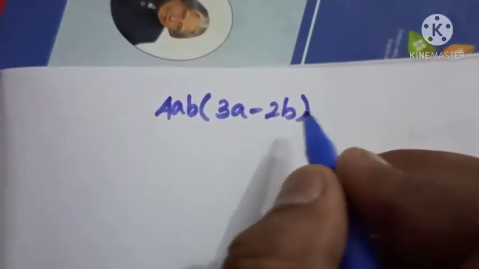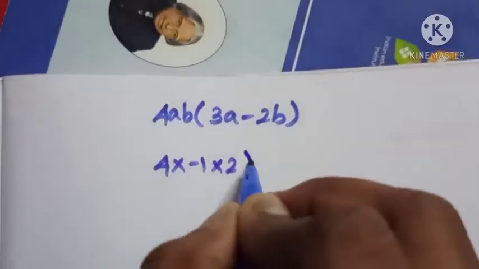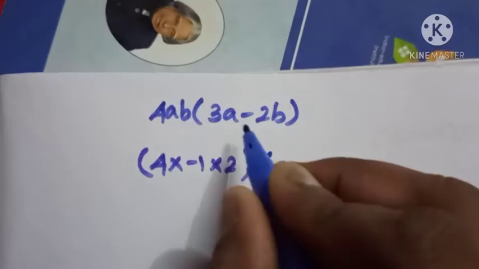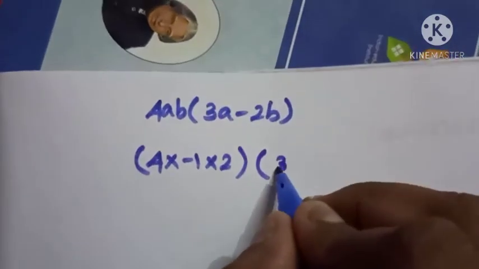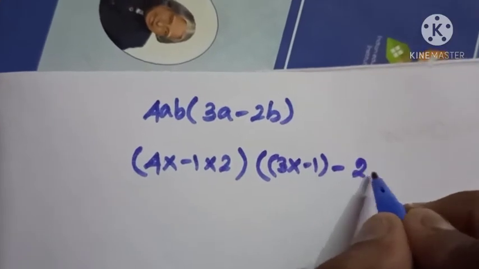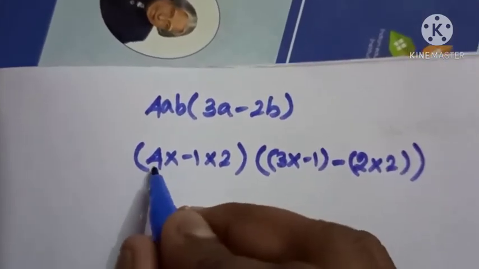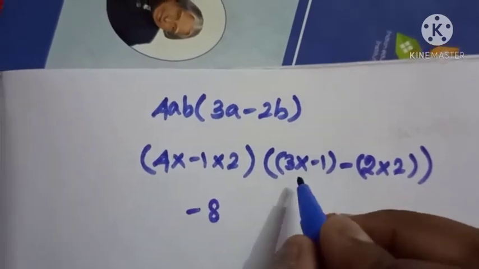Without multiplication, I just check with this question. 4 into minus 1 into 2. Okay, and this one, 3 into a. So this is 3 into minus 1 minus 2 into 2. So what do we get? We get minus 8.